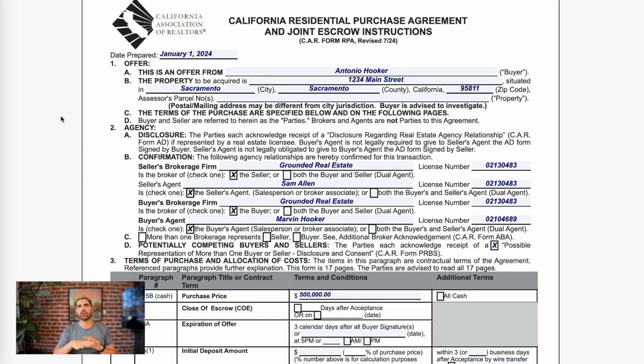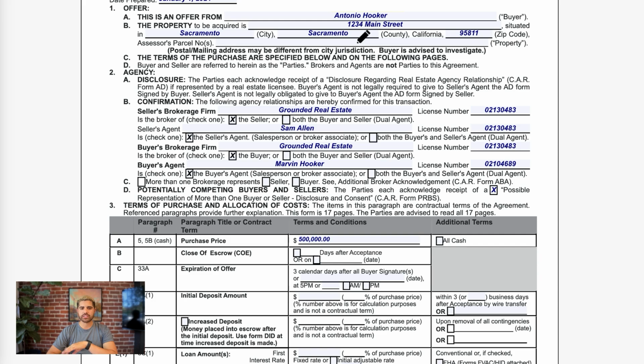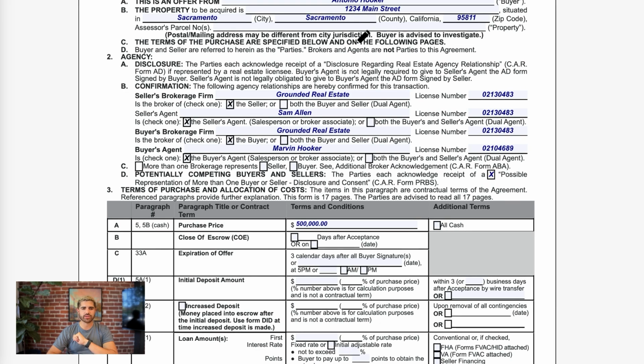So this is where all the information regarding your offer is going to fall. And we're going to go through each one step by step so you know exactly what you're looking at. First things first, you're going to have the date of the offer that it was prepared, and the name of the buyer. I use my grandfather's name in all these samples that I do. Then the address, 1234 Main Street in Sacramento, California, Sacramento County, and the zip code. And then you would also have the APN number, and we'll just put a placeholder there for now.